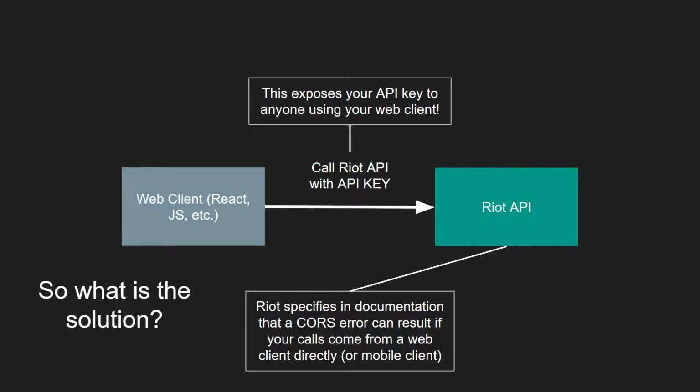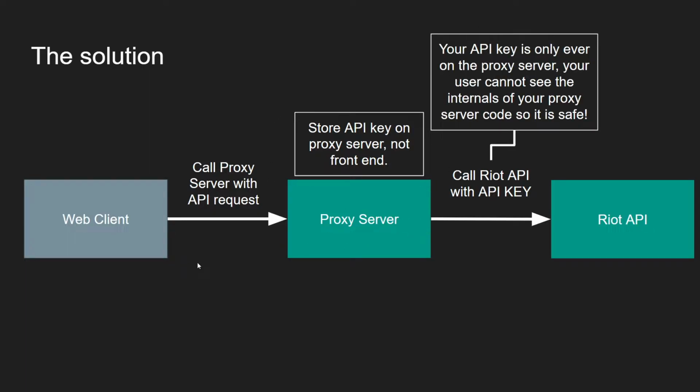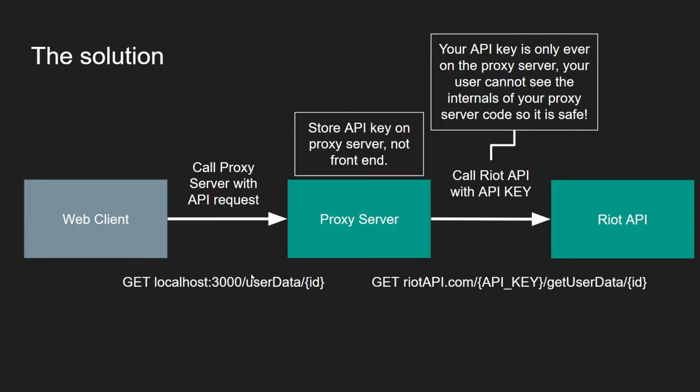So it gives you a CORS error intentionally, saying we don't want requests specifically from a web client. So what is the overall solution for this? The solution is having a web client call a proxy server with your API request. A proxy server is something that we can make to pretty much facilitate our API calls, and we are going to store our API key on the proxy server. Your API key is only ever on the proxy server. It's never touching your front-end web client. And so your user cannot see the internals of your proxy server code, so that API key that's being stored is safe.